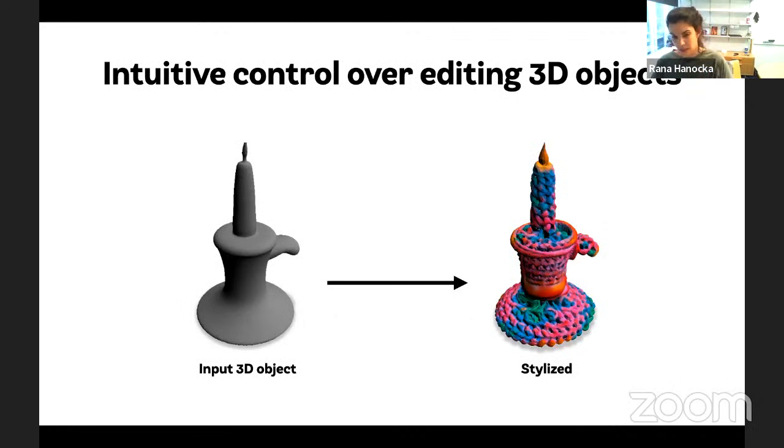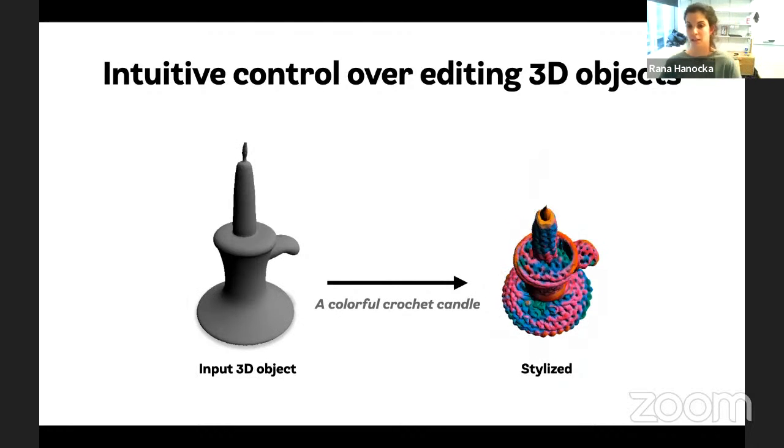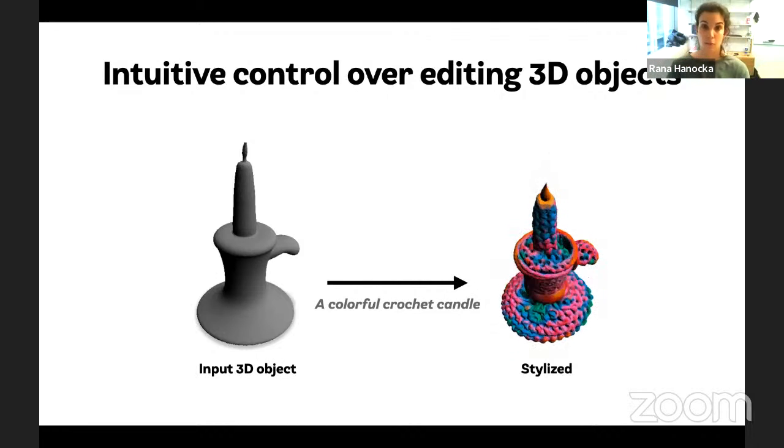So this work that I'm going to talk about today is our recent work called Text-to-Mesh. The key idea is that we want to provide some intuitive controls for editing and manipulating a 3D object through stylization. So let's say we have this input 3D mesh and we use the text prompt, colorful crochet candle. Our framework is going to add fine-grained geometric details and controls over the 3D input shape.